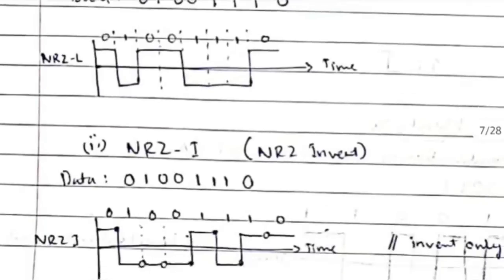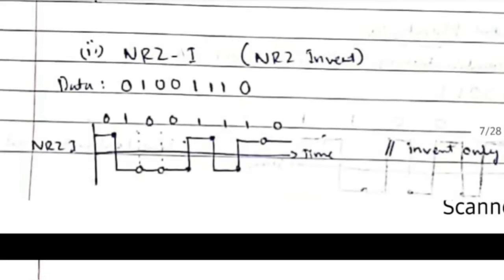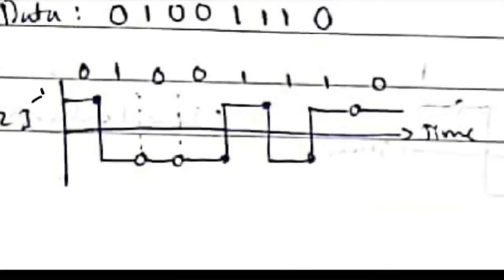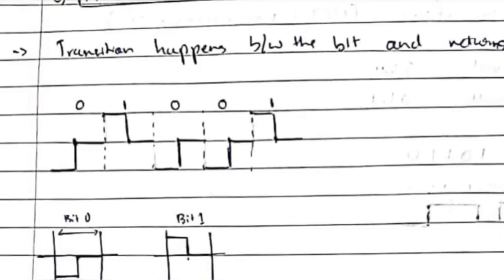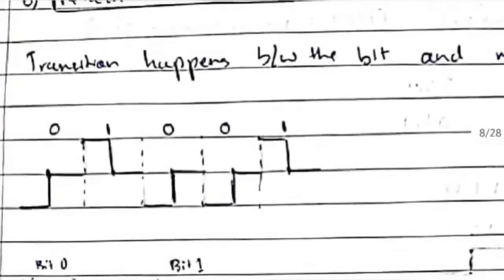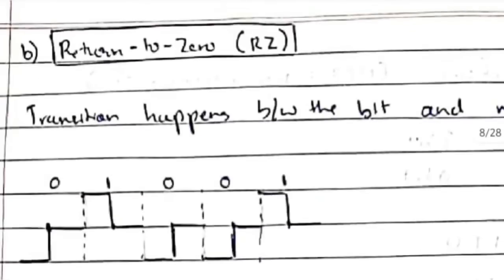The next one is RZ scheme. In RZ scheme we return to 0. That means in the previous ones we were not returning to 0. See here, we are just either positive or negative. Okay, we were in the positive end or negative end. Here we are not transitioning, but in this case we will transition in between the bit and return to 0. Okay. So if the data given is 0 1 0 0 1, how can we encode using RZ scheme?